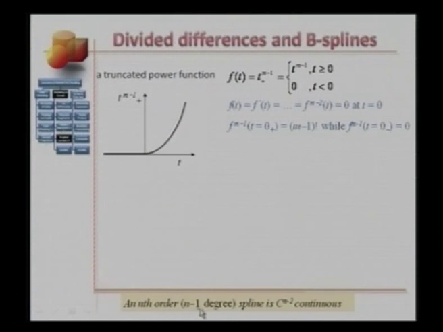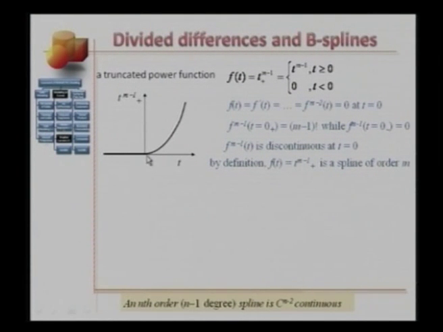Let's look at this statement very carefully. An nth order spline is C^(n-2) continuous. Would this truncated power function satisfy this definition of a spline? Yes. So by the definition of spline, this truncated power function f(t) = t^(m-1) plus is a spline of order m.